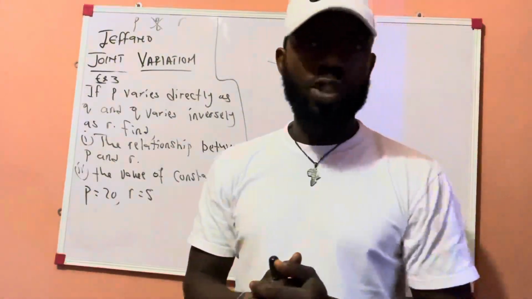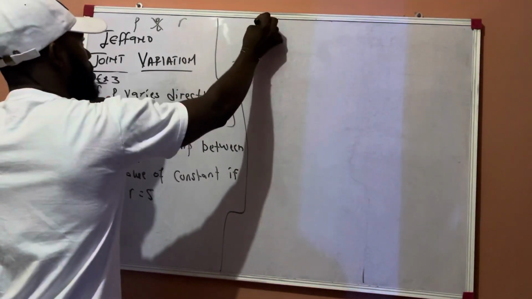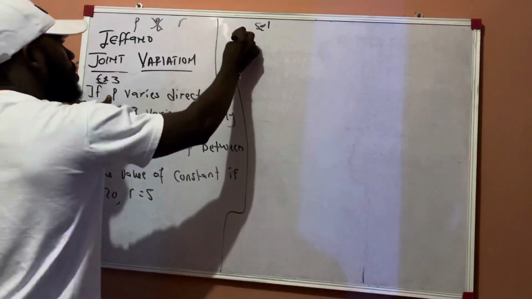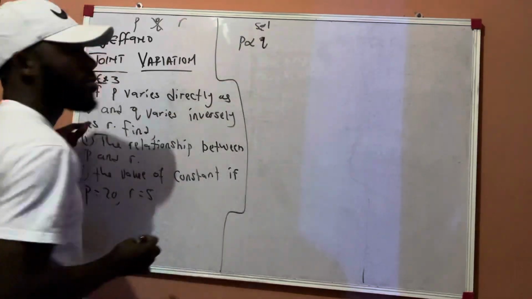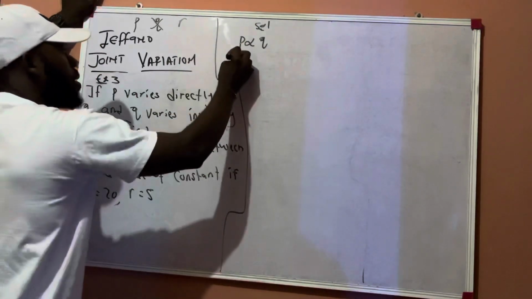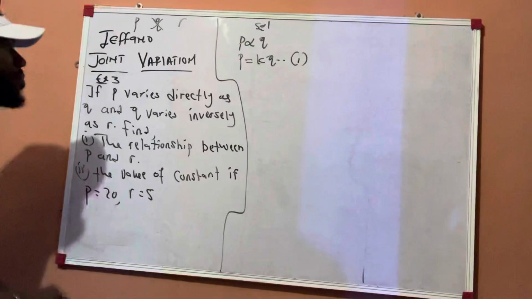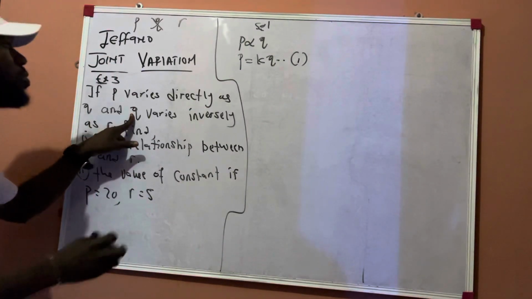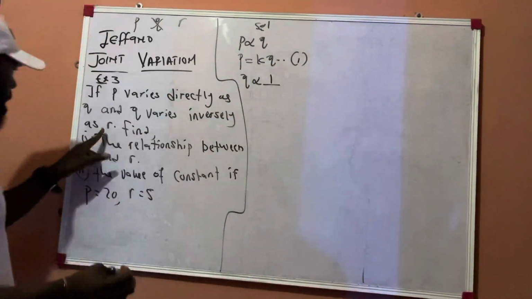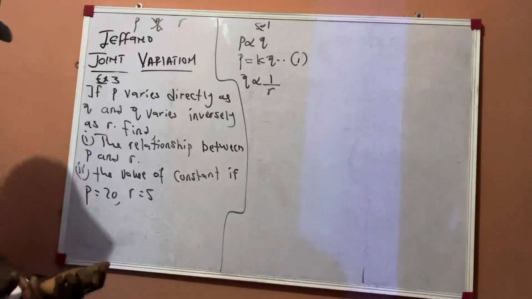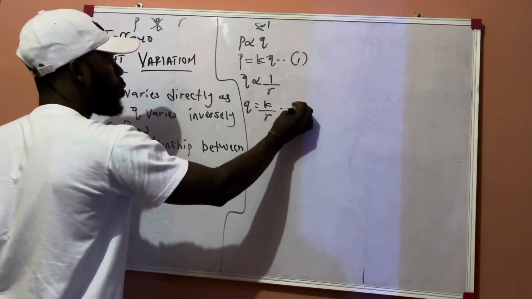Now, how do we eliminate Q? Simple. Let's bring them out one after the other. The first part says, solution. P varies directly as Q. Now, let's introduce our constant. It means P is equal to KQ. Call it equation number 1. Now next, Q varies inversely. Inversely means 1 over R. Now let's introduce our constant as well. Here becomes Q is equal to K over R. Call it equation 2.